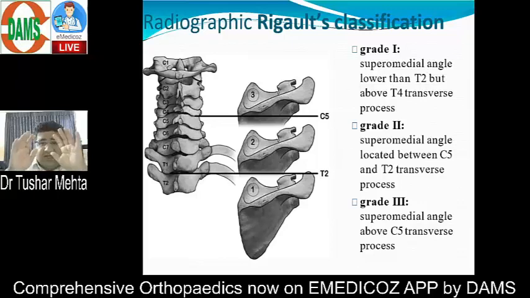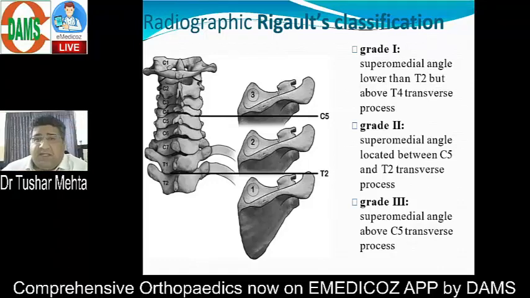If your scapula is lower than T2 and above T4, I'll say it is grade 1. But if your scapula is between C5 and T2, then I will say that it is grade 2. That's moderate kind of a thing. But if the superomedial angle of the scapula is extending above C5, I will say, this is severe.